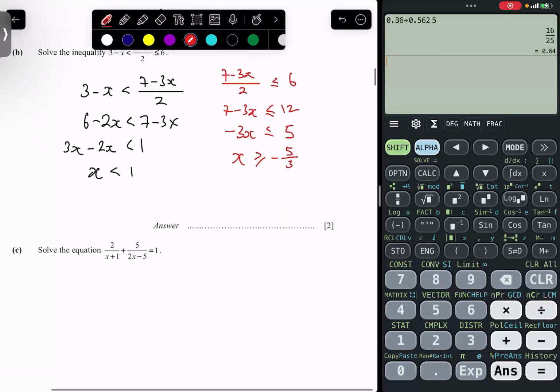So, solve the inequality. When you write the answer, it must come along with the x. x must be greater than or equal to negative 5 over 3, but smaller than 1. And make sure that the signs are correct.